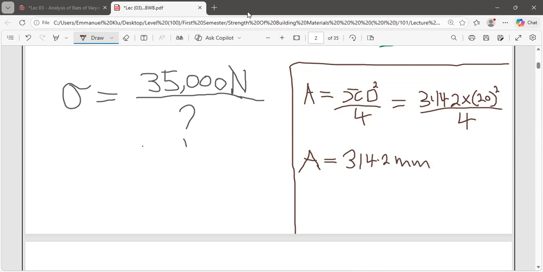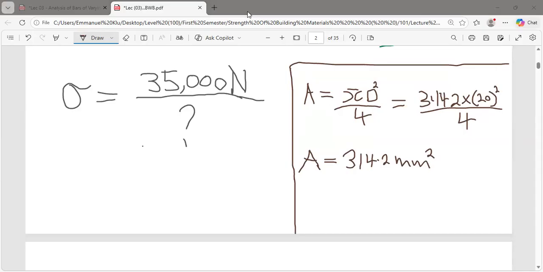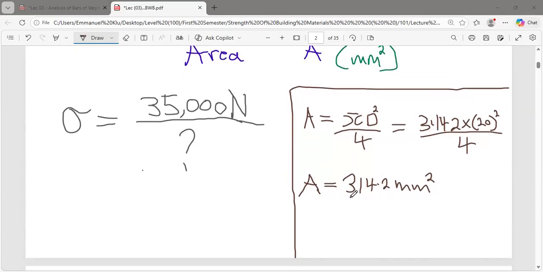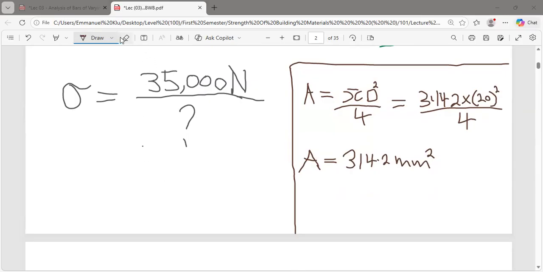Okay, let me quickly check the comment section. Yes, Patricia AC also had the answer, 314.2 millimeter squared. Yes, and that is the answer. So at the end of the day, now we know our area, so we can just substitute our area into the question, and then we are good to go.